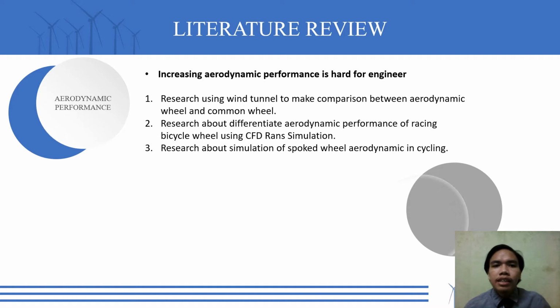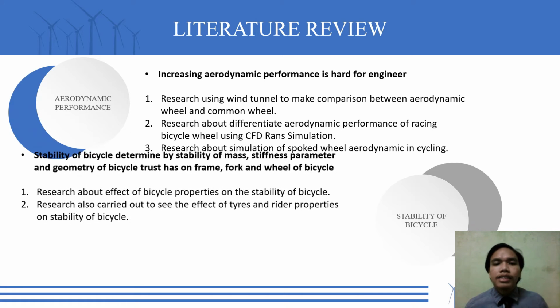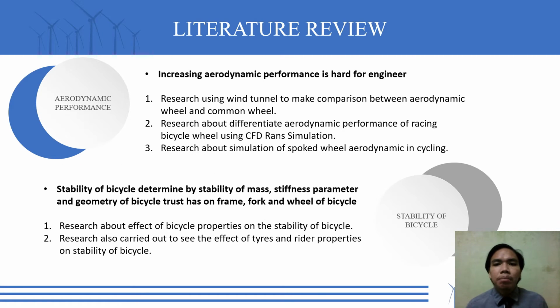The next one is stability of the bicycle. Stability of a bicycle is determined by the mass, stiffness parameters, and geometry of the frame, fork, and wheel of the bicycle. The first research is about the effect of bicycle properties on the stability of a bicycle. They found that the position of center of mass, front wheel radius, and trail are factors in determining stability. The next research also looked at the effect of tires and rider properties on the stability of a bicycle. A new approach of finding the stability of a bicycle was found.